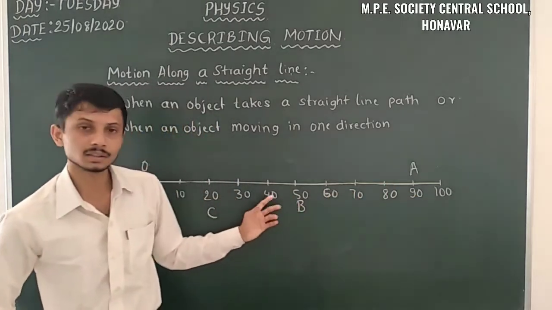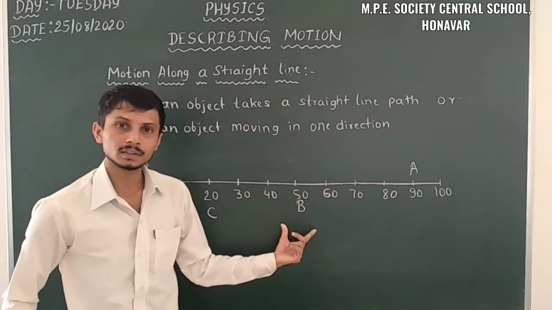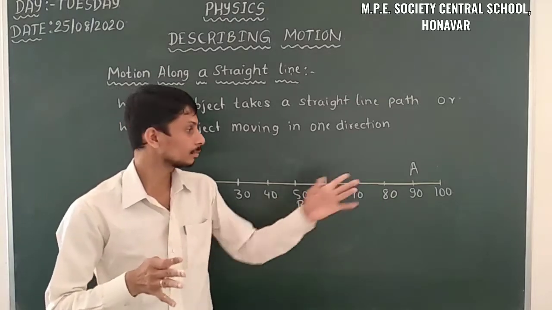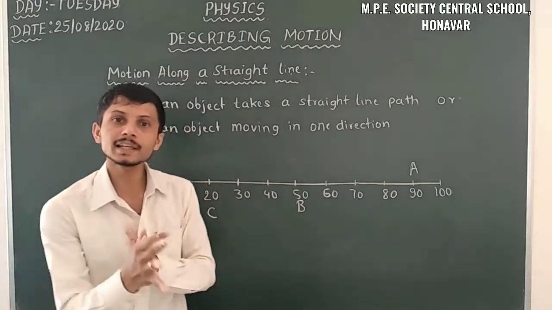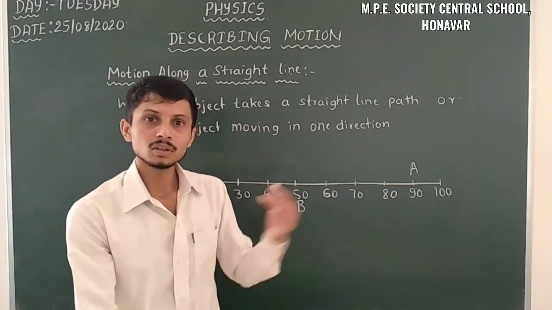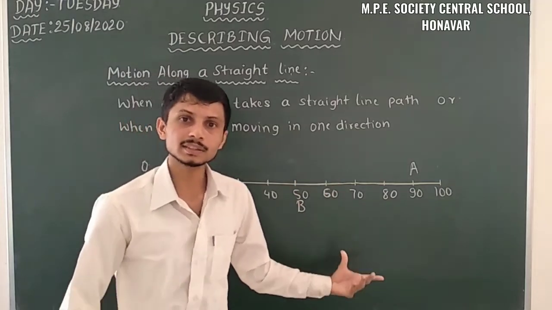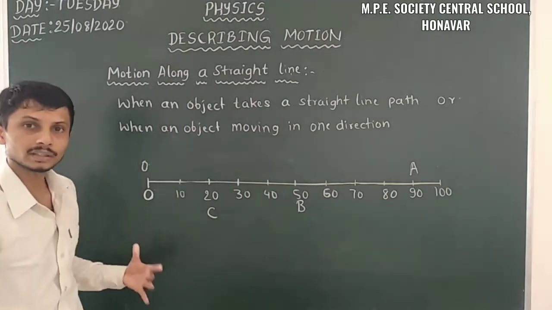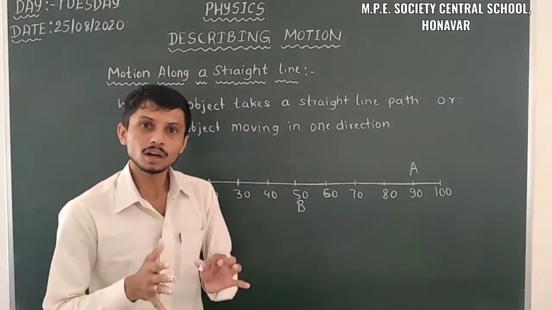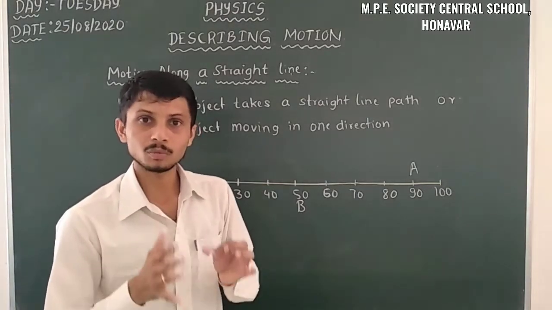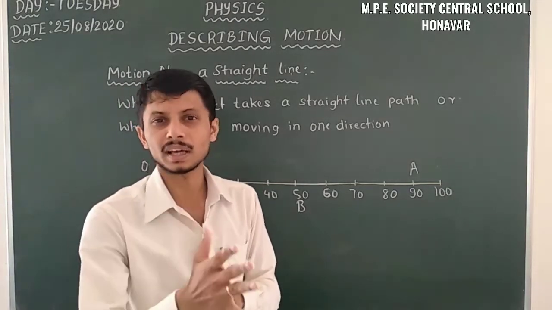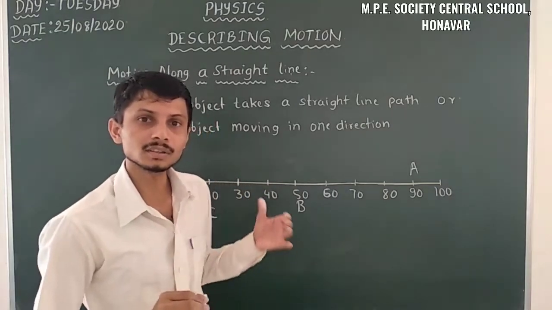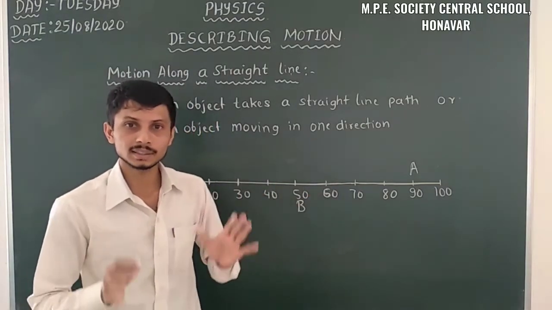When the object comes to the point B, here also the body is in a straight line. From A to B it is a straight line path, so the object is in motion along a straight line. Also B to C, also C to A. The motion of the object is in a unique direction, the same direction here. So this is about the motion along a straight line.